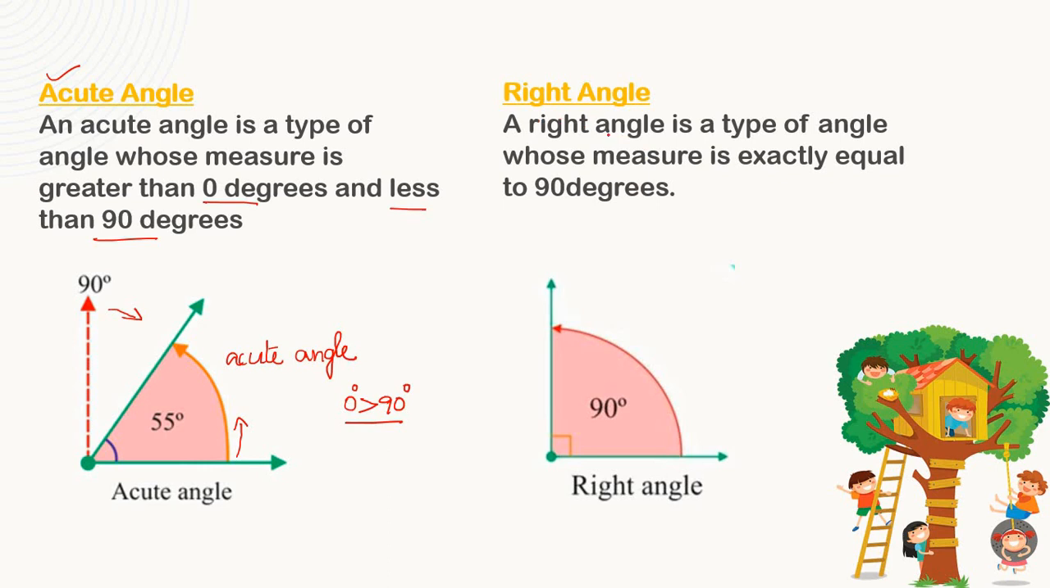What is a right angle? A right angle is a type of angle whose measure is exactly equal to 90 degrees. Right angle, as we discussed in our previous session, measures exactly 90 degrees. If it is less than 90 degrees, it is an acute angle. If it is exactly 90 degrees, it is a right angle.